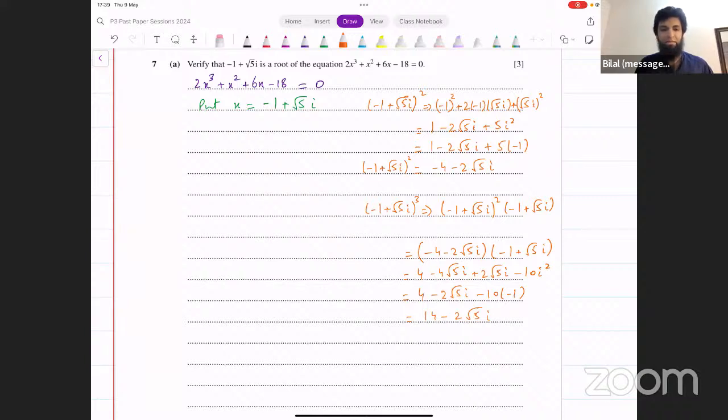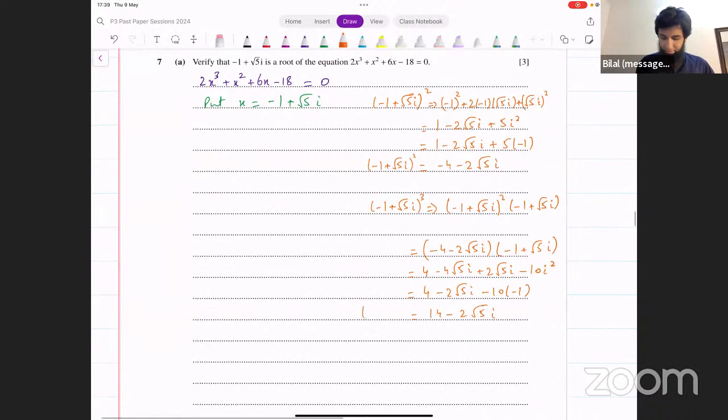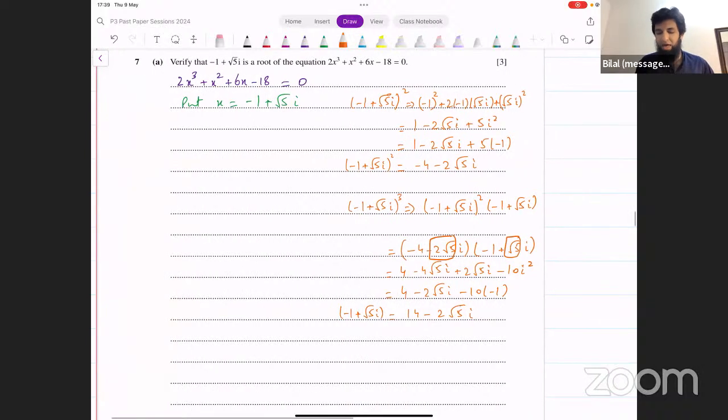Sir, how did you get minus 10 i squared? Put this on your calculator. 2√5 into √5, that is 10. √5 into √5, that will become 5. And then 5 into 2, that is 10. If you find that complicated, put this on your calculator. 2 into √5 into √5, your calculator should give you 10 for that. Okay, sir.